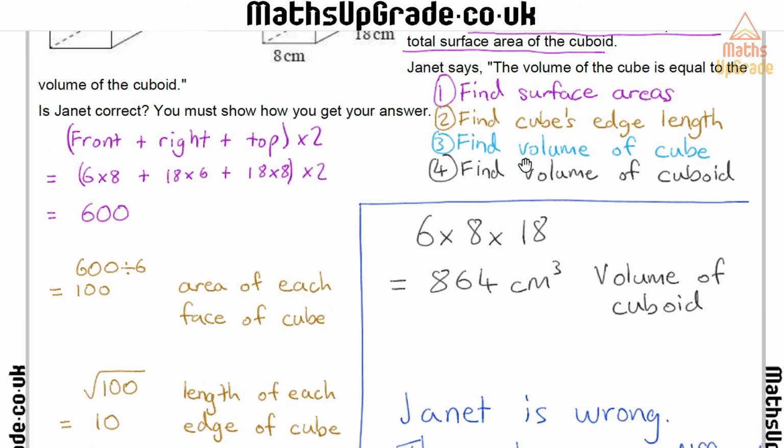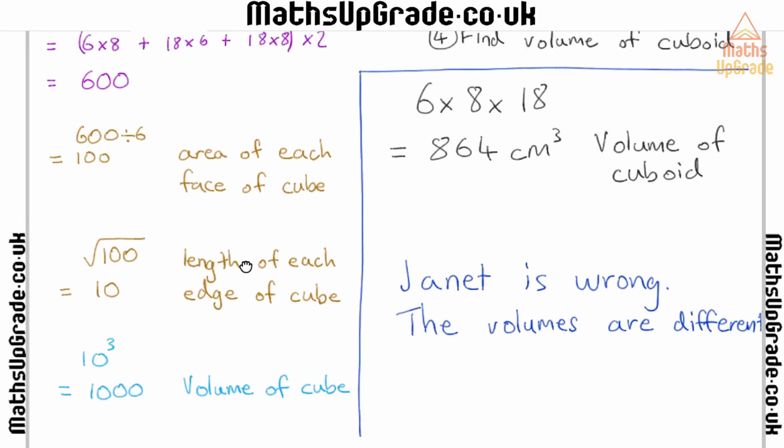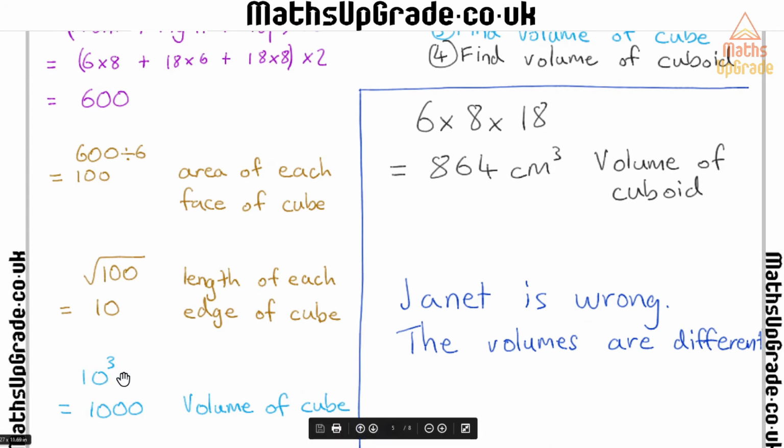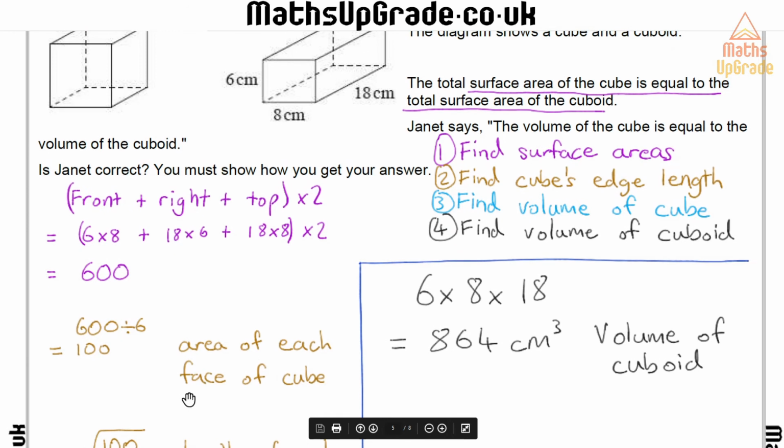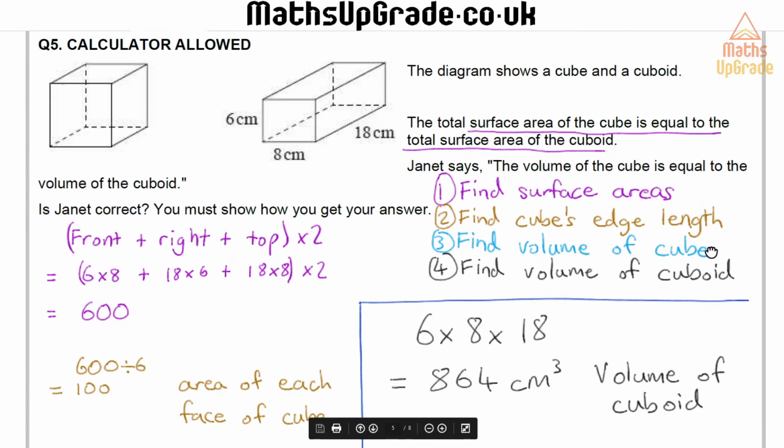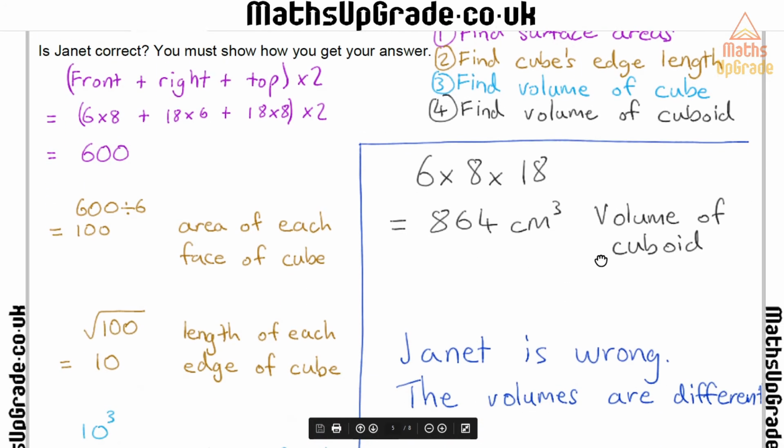Now I can straight away find the volume of the cube, knowing that the cube is a 10 by 10 by 10 cube, so the volume is 1000. For the final step, I can find the volume of the cuboid. I can find the volume of the cuboid just with these dimensions already given to me. And I could have done this at the start. So I just do 6 times 8 times 18, since the volume is obviously the length times width times height. So that is 864 centimeters cubed.